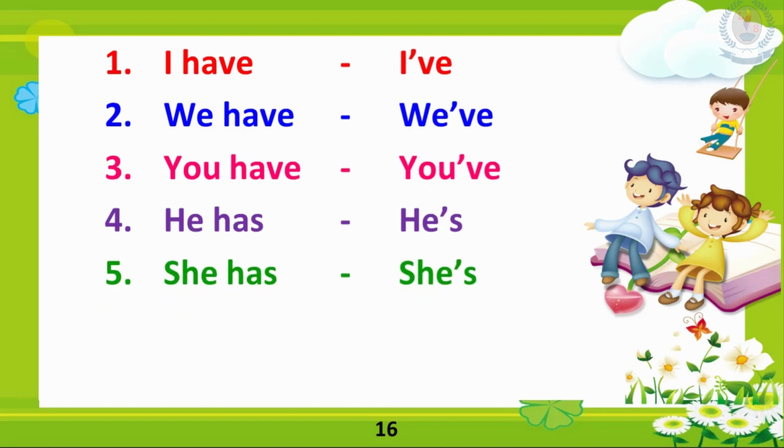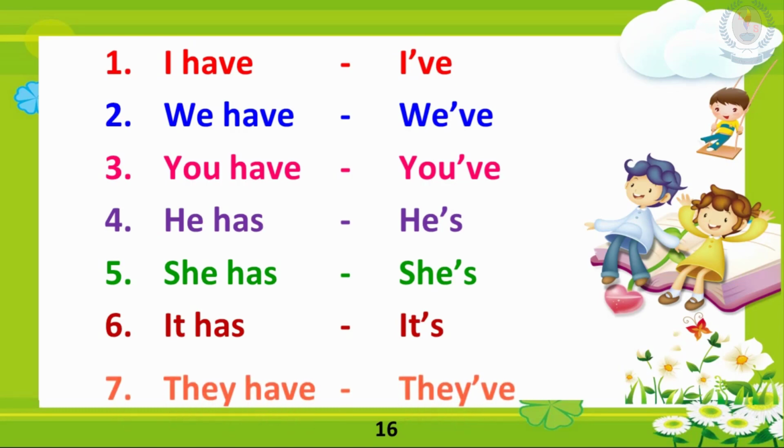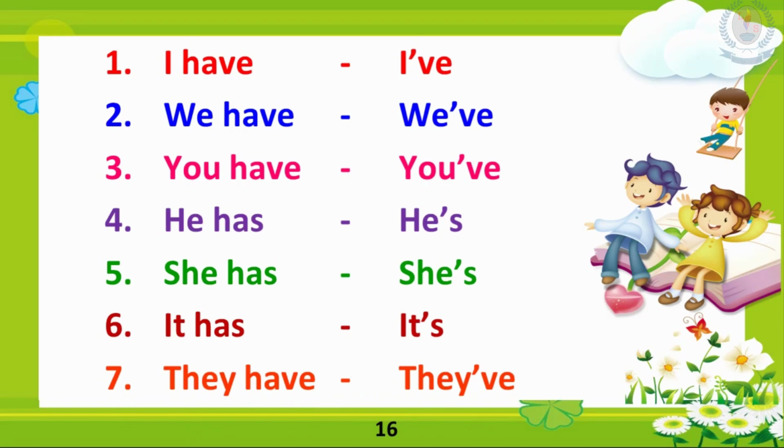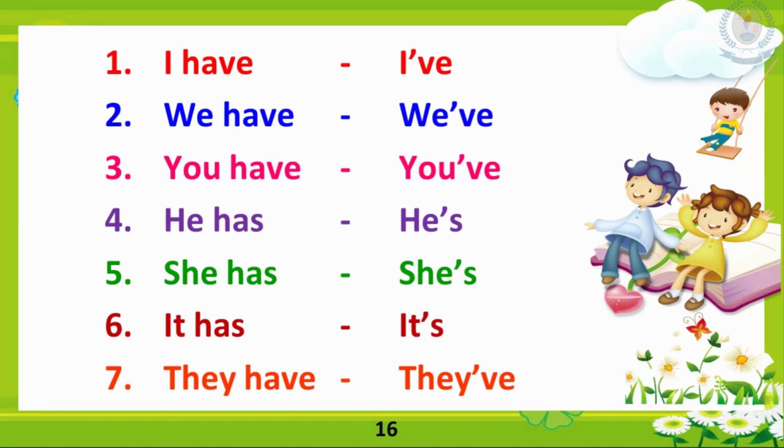Fifth one, she has. She, apostrophe, s. Sixth one, it has. It, apostrophe, s. And seventh one, they have. They, apostrophe, ve. Shall we read the contractions once again?